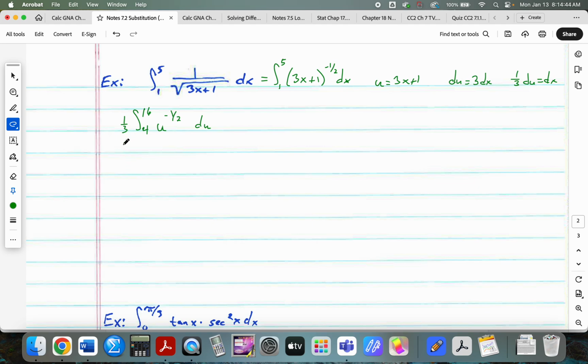So now we'll take the antiderivative. Adding 1 to the power, we'll have u to the 1/2 multiplying by the reciprocal, that's 2, from 4 to 16. So that'll be 2/3 of 16 to the 1/2, that's 4, minus 4 to the 1/2, that's 2. So we've got 2 times 2/3 is 4/3.